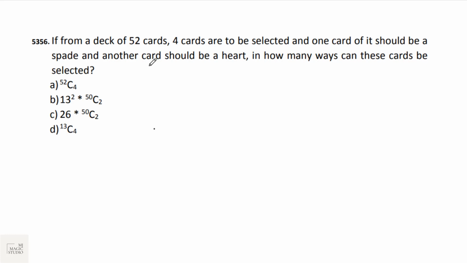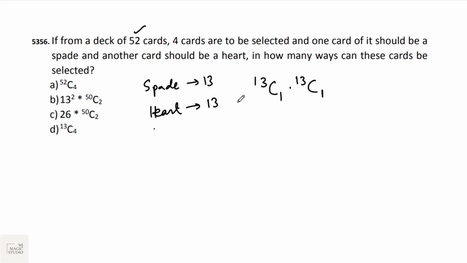If from a deck of 52 cards, 4 cards are to be selected and one card of it should be a spade, we have got 13 spades, and another one should be a heart, and we have got 13 hearts. So first of all we need one spade that can be selected in 13C1 ways. Then we need one heart that can be selected in 13C1 ways.